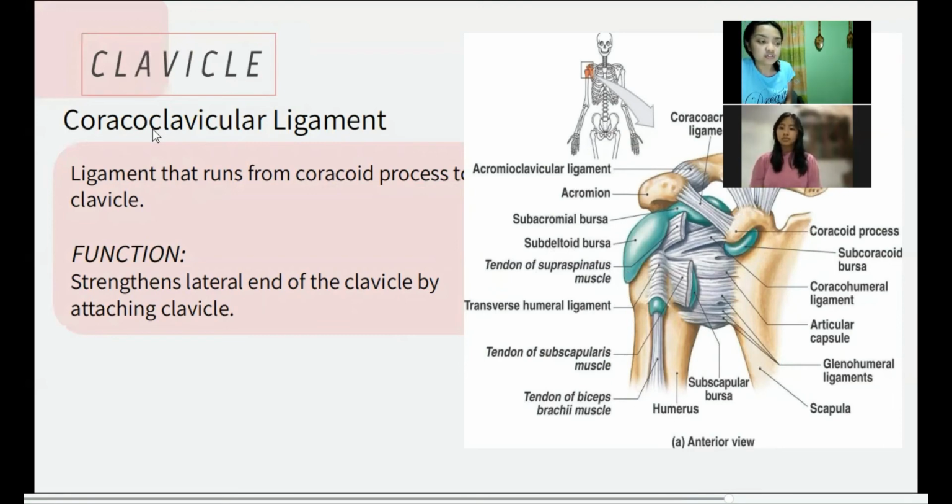The coracoclavicular ligament's function is to strengthen the lateral end of the clavicle by attaching it. It is attached below to the upper surface of the coracoid process and above to the oblique ridge on the undersurface of the clavicle. Its anterior border is free, and its posterior border is joined with the conoid ligament.